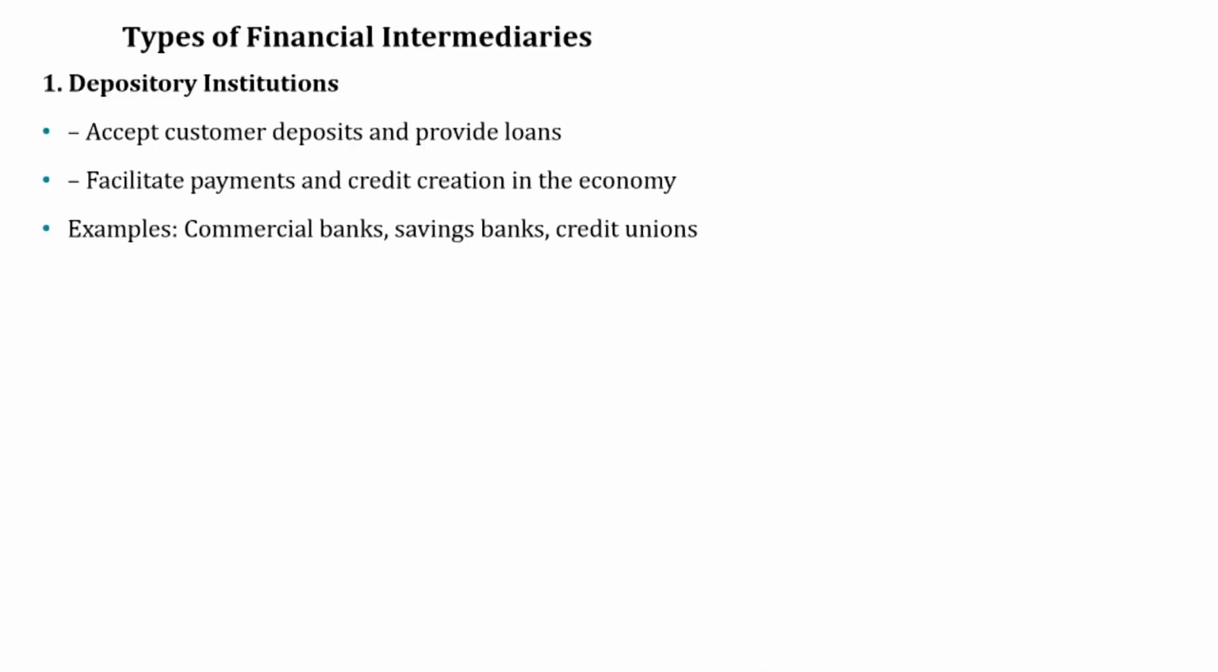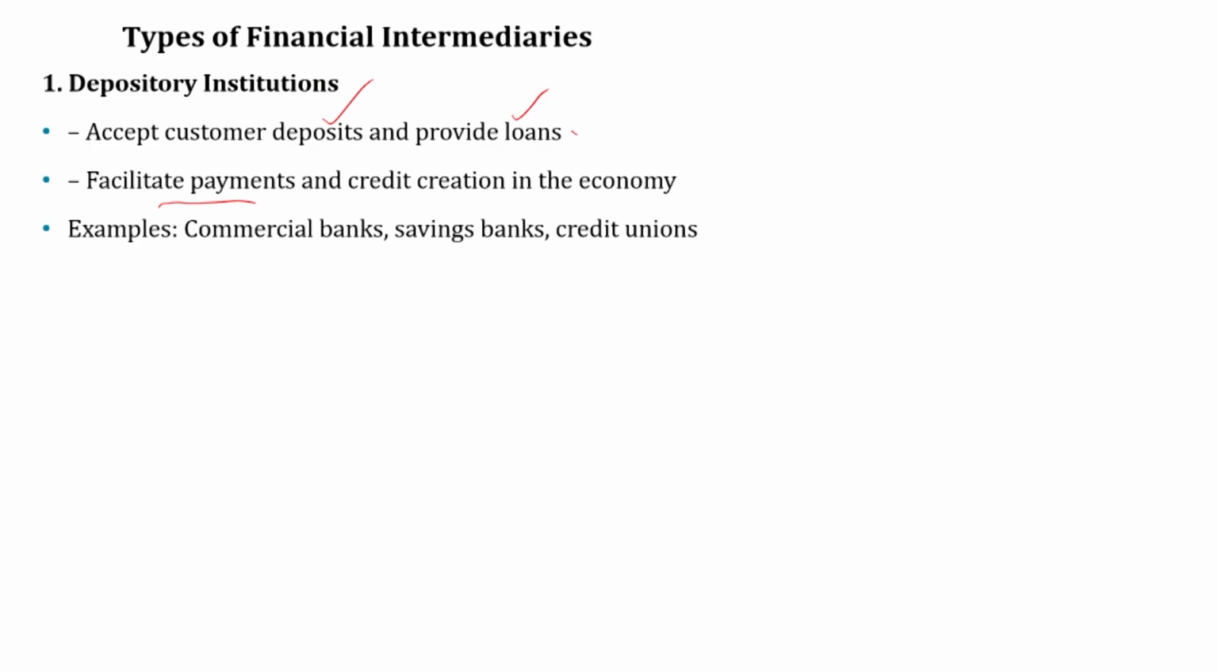One type of financial intermediary is depository institutions. These are the most familiar financial intermediaries, including commercial banks, savings banks, and credit unions. What they do is accept deposits from individuals and businesses, and they provide loans to borrowers. So they help facilitate payments and credit creation across the economy. Their role is mainly foundational. They mobilize savings and provide liquidity for economic activity.